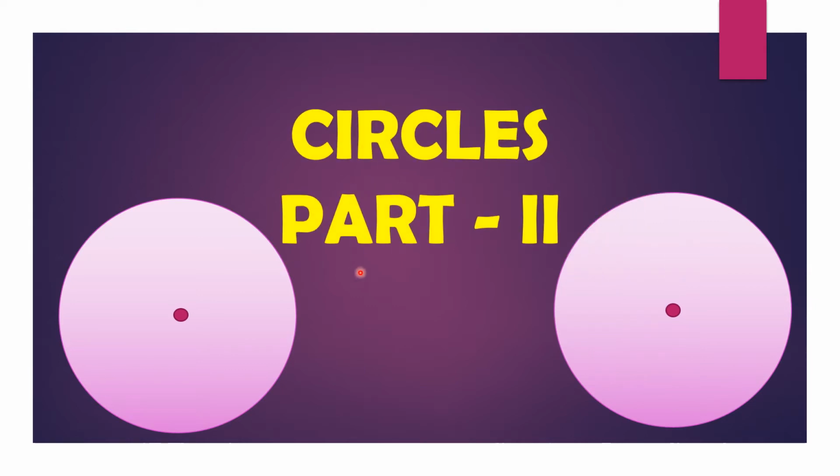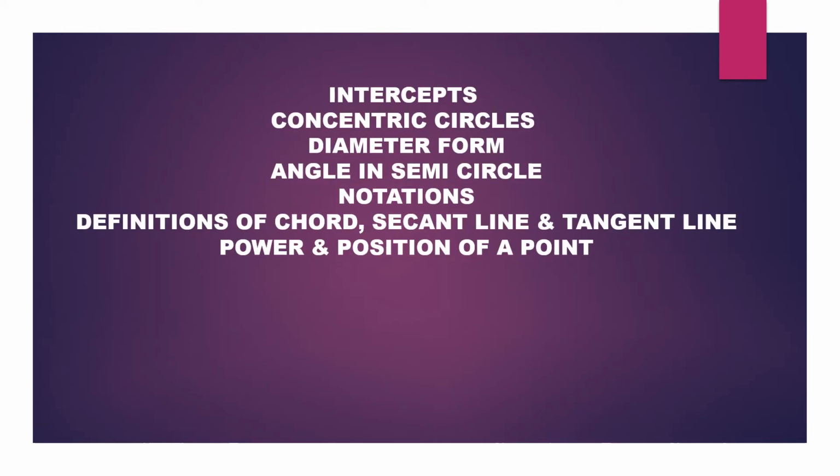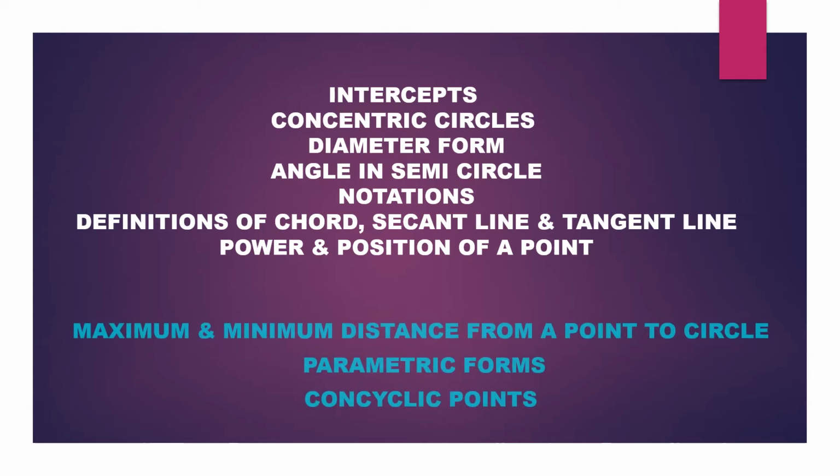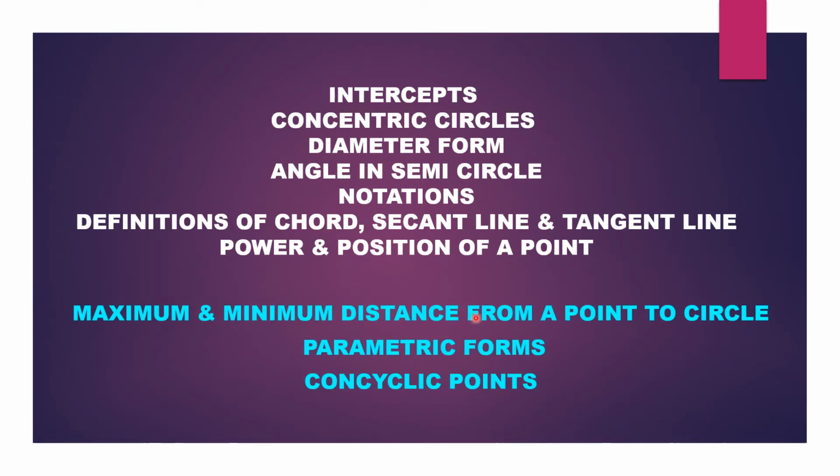Now I will continue the concept of circles, part 2. In this video I explain intercepts, concentric circles, diameter form, angle in a semicircle, notations, definitions of chord, secant line and tangent line, power and position of a point with respect to the given circle, maximum and minimum distance from a point to a circle, parametric forms and concyclic points. So listen carefully.